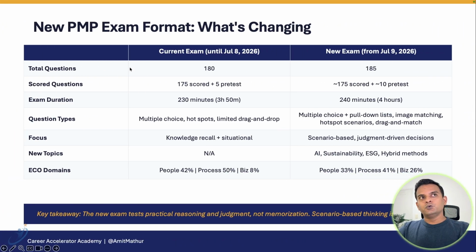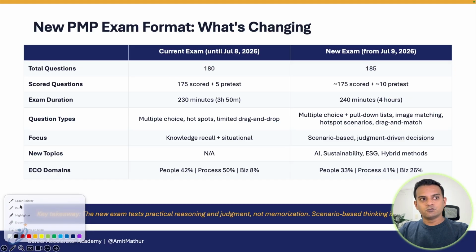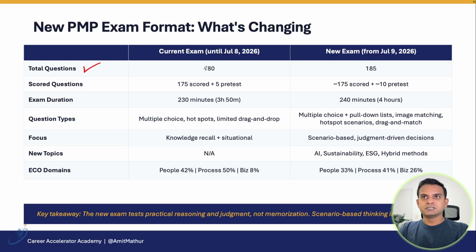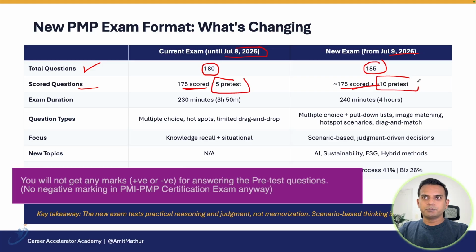Now let's look into the new PMP exam format and what is going to change. In terms of total questions, we used to have around 180 questions. We still have 180 questions till 8th of July 2026, but from 9th of July onwards, we will start getting 185 questions. The scored questions are still 175 in total, but instead of 5 pre-test questions, you're going to receive 10 pre-test questions.